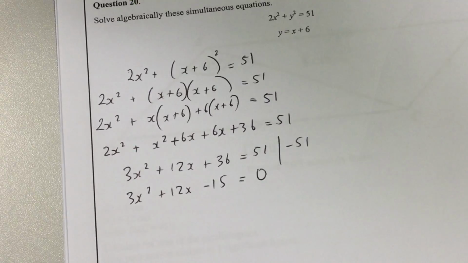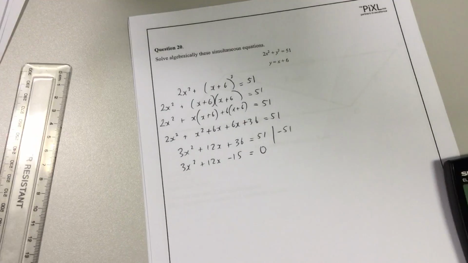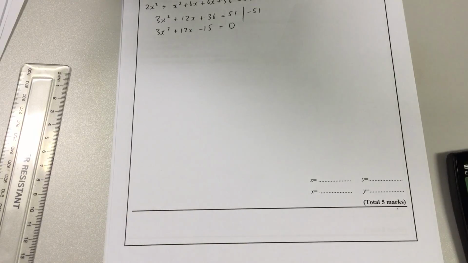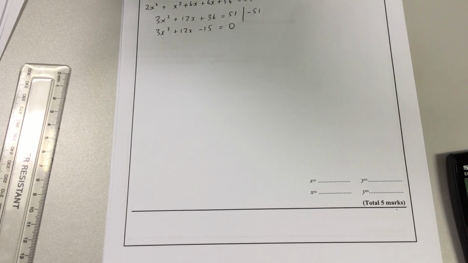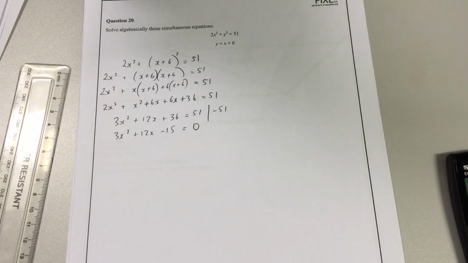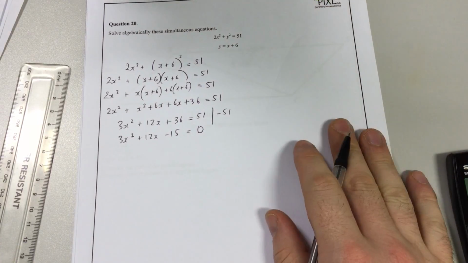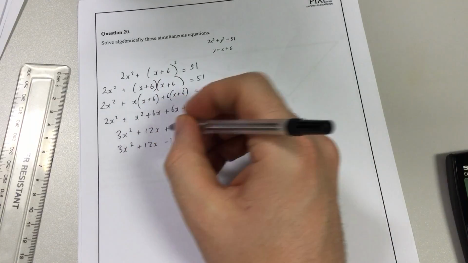And equals 0. Now in the question, it doesn't say anything about rounding. It doesn't say it's either 2 decimal places or 3 significant figures. If it did, that would be a clue that I'd be using the quadratic formula. It doesn't, so it suggests to me that I can factorise this. So I'm going to try and factorise it and see what we get.